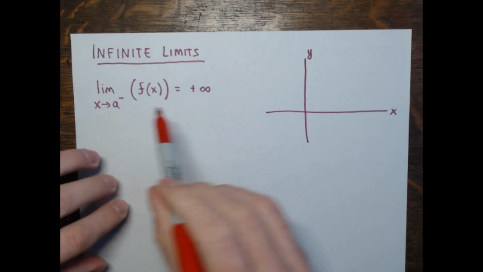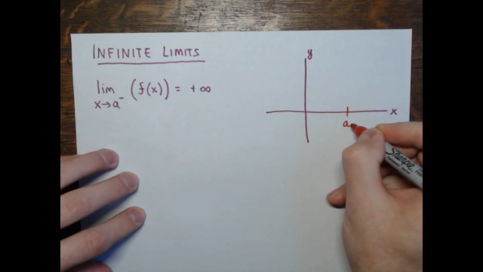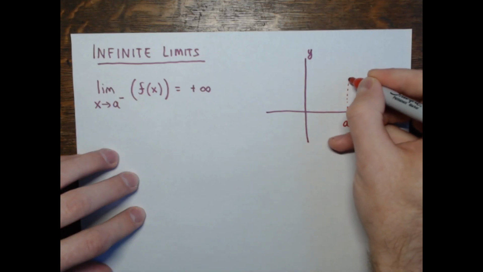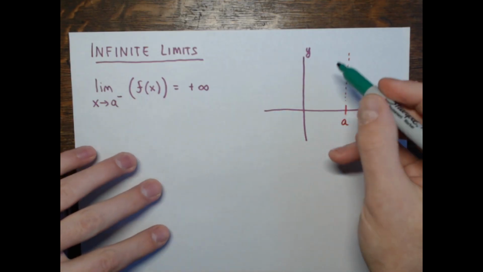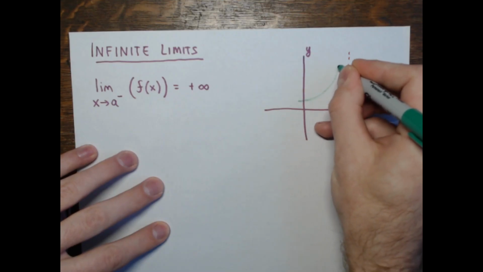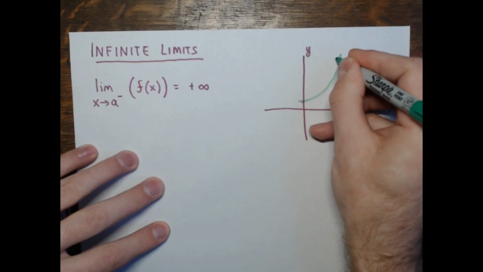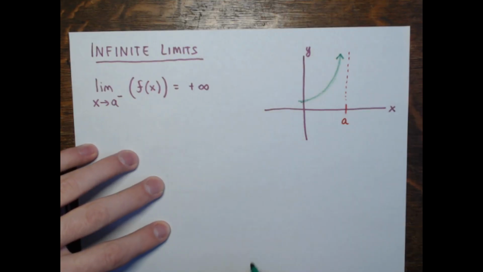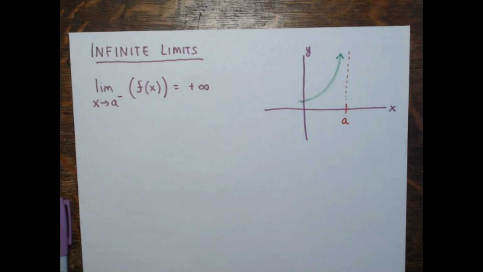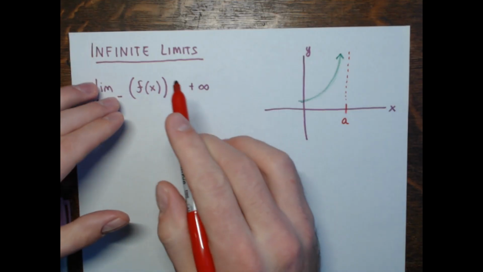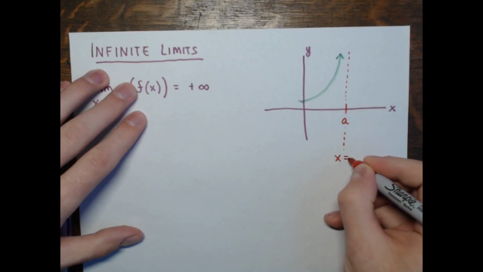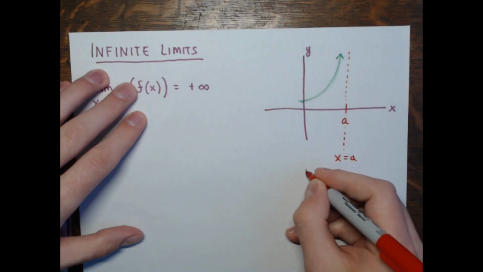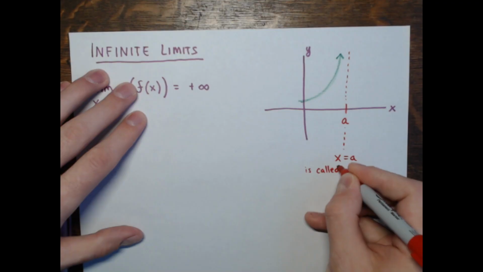So again, you've got x approaching a from the left side. If you're approaching positive infinity, I'm going to put a little dotted vertical line here at a. What this means is that to the left side of a, the outputs are going up forever, getting larger and larger and larger. The closer x gets to a, the larger the output gets. And in either of these cases where we have an infinite limit, the vertical line x equals a, this dotted line I put in here, will be called a vertical asymptote.